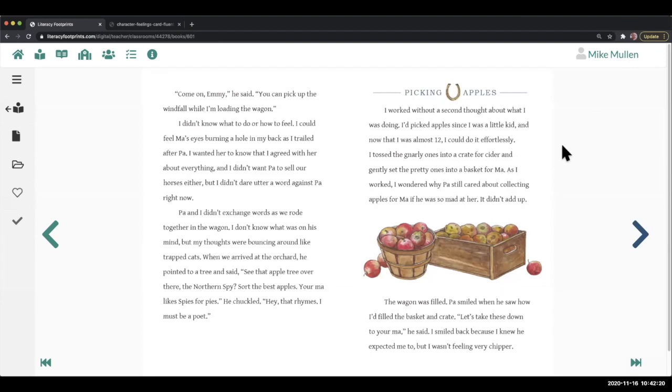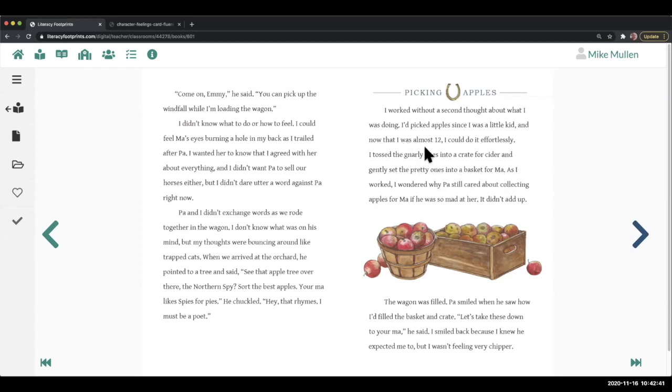I worked without a second thought about what I was doing. I'd picked apples since I was a little kid. And now that I was almost 12, I could do it effortlessly. I tossed the gnarly ones into a crate for cider and gently set the pretty ones into a basket for mom.